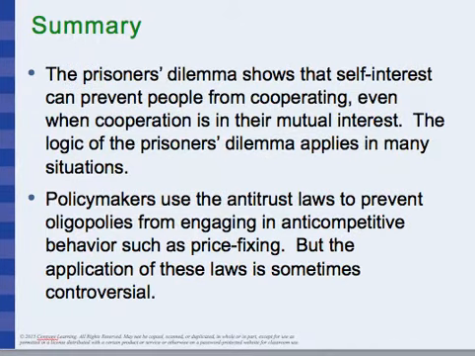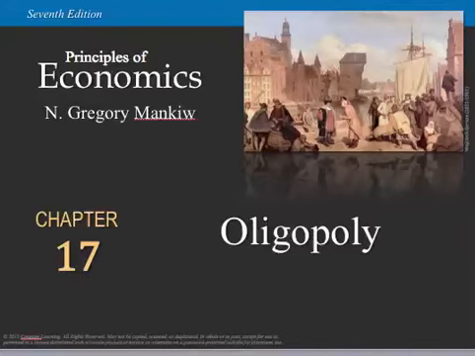The prisoner's dilemma shows that self-interest can prevent people from cooperating, even when cooperation is in their mutual interest. The logic of a prisoner's dilemma applies in many situations, including in my classes, your test. Think about that. Policymakers use the antitrust laws to prevent oligopolies from engaging in anti-competitive behavior such as price fixing, but the application of these laws is sometimes controversial. So that's the end of the slide show for this particular chapter on oligopoly.